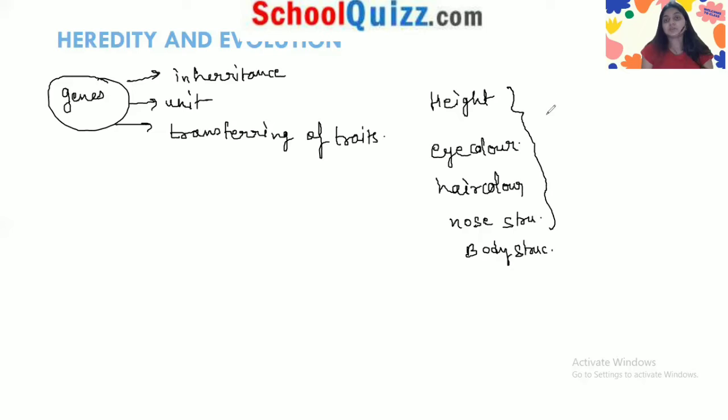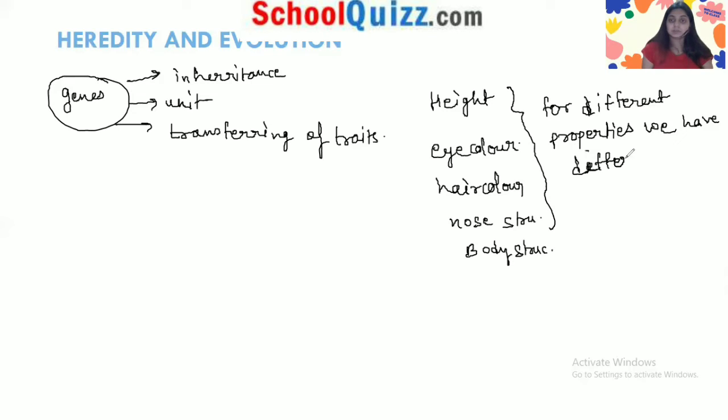Okay, so for different properties we have different genes. What does it mean? It means for height we have different genes, for eye color we have different genes, for hair color we have different genes, for nose we have different genes, for body structure we have different genes. So for different properties we have different genes.